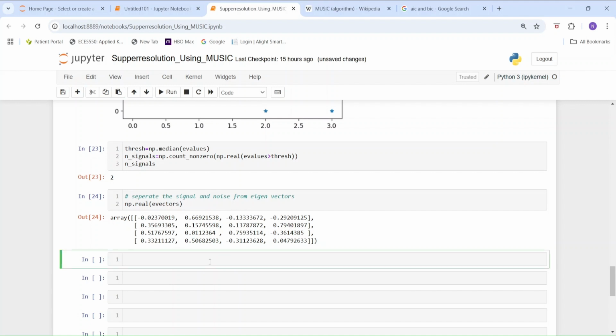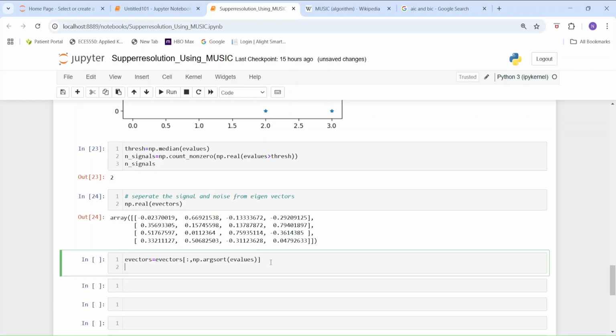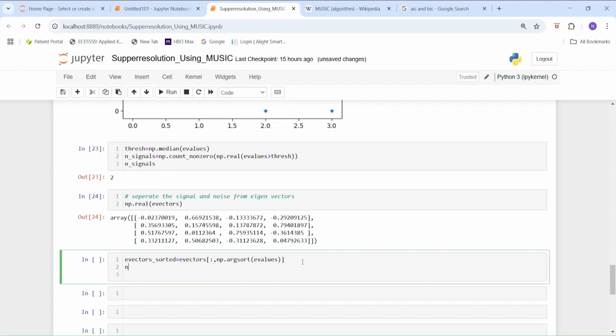So let me do that. We need to take the eigenvectors and then do a sorting, so np.argsort. Basically this is going to sort the eigenvectors based on the eigenvalues. Once I show the values, you will understand how it looks. The name of the variable is e_vectors_sorted, and also look into the values with np.real.